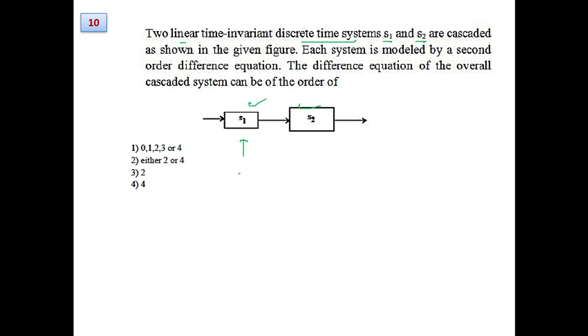and both are having second order. So since the systems are in series or in cascade, we know that whenever systems are in series or in cascade, their system functions are multiplied, or the impulse responses of the individual systems are convolved. So when these are multiplied, the overall difference equation of the system will have the order of 4.